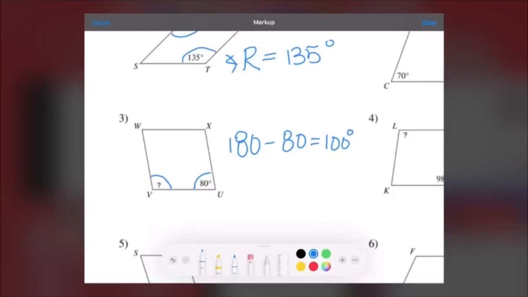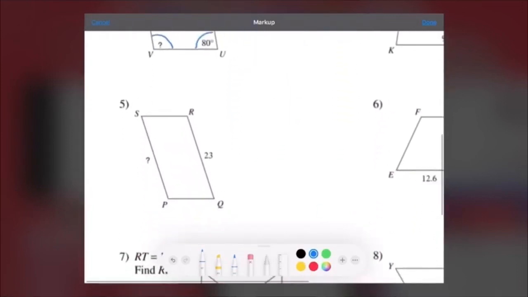So, moving on to number 5. Here we know that RQ is 23, and we want to know what SP is. Now, in parallelograms, opposite sides are also equivalent. So if RQ is 23, then SP is also 23. That's it. As long as you know the rules, then the math itself sort of just comes to you. There's not even calculations in that one. Okay?